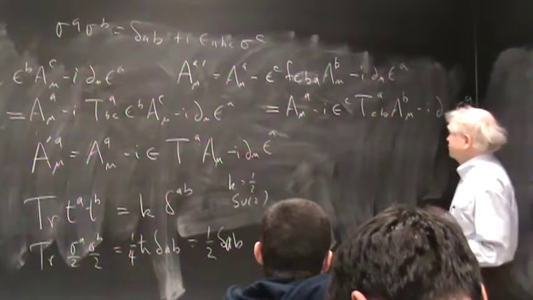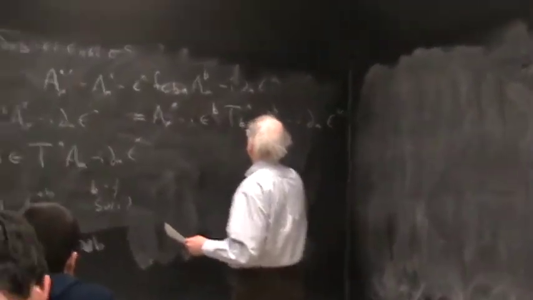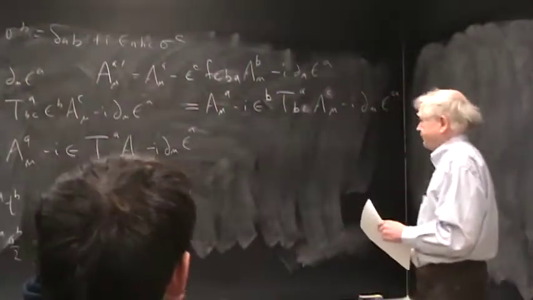Actually, if you interchange B and C, it becomes somewhat more symmetric. So it looks a little better.